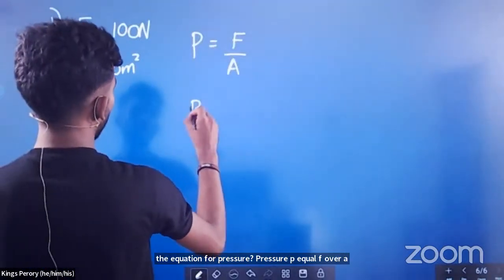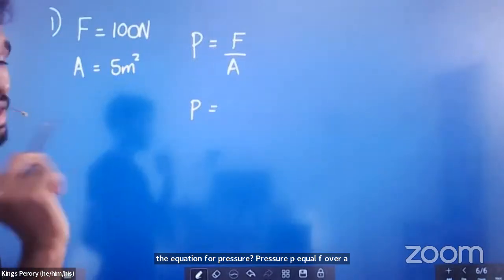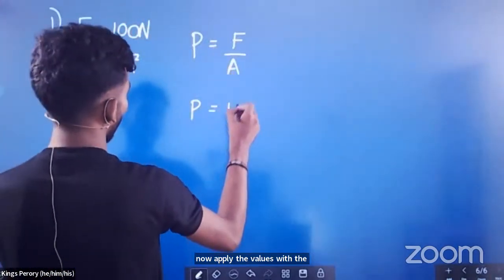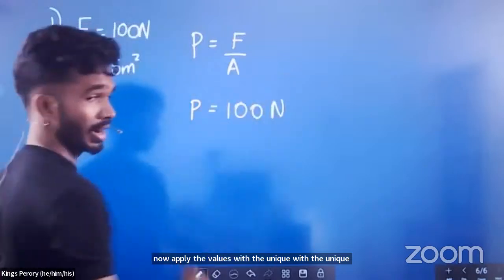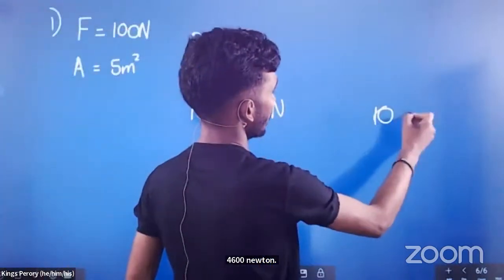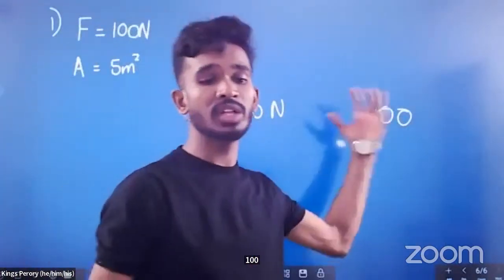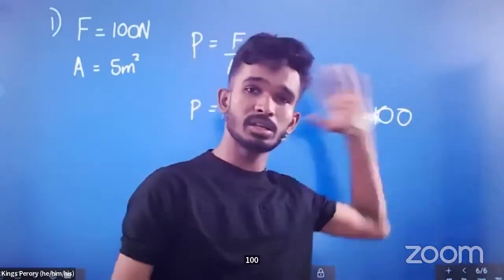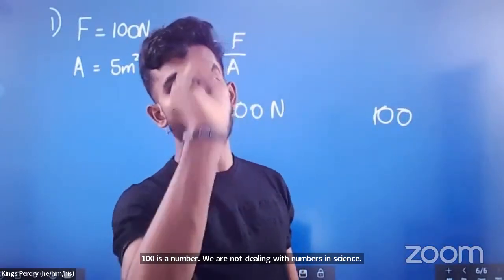Now apply the values with the unit. Force is 100 Newton. Force is not 100; 100 is a number. We are not dealing with numbers in science. We deal with numbers in maths. We deal with physical quantities in science.